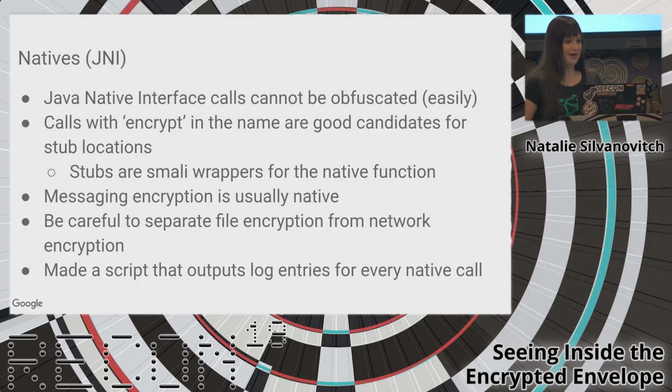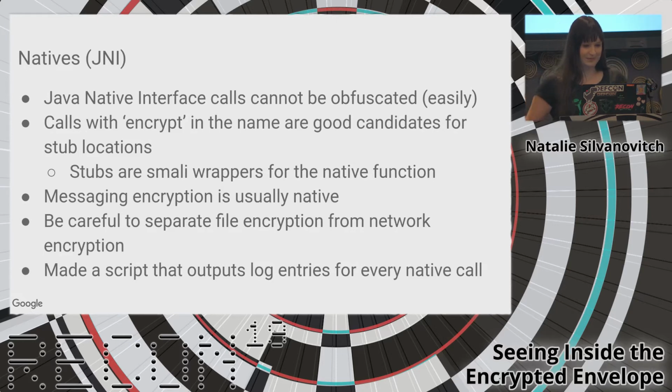Another thing to look at is the natives, JNI, because the Java Native Interface calls cannot be easily obfuscated. Usually they have descriptive names. So if they are named encrypt, they're probably good candidates for where encryption might happen. And one thing, if you try to do this, is you don't actually have to change the native at this point. If they're calling an encrypt native, you can just put a Java wrapper around it and then call that. And that's usually easier than trying to change the binary.